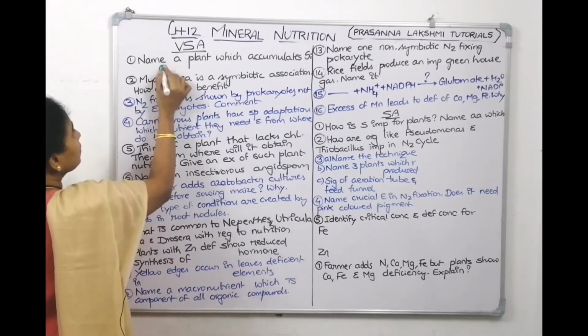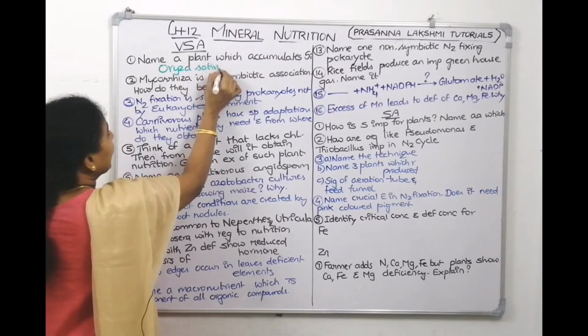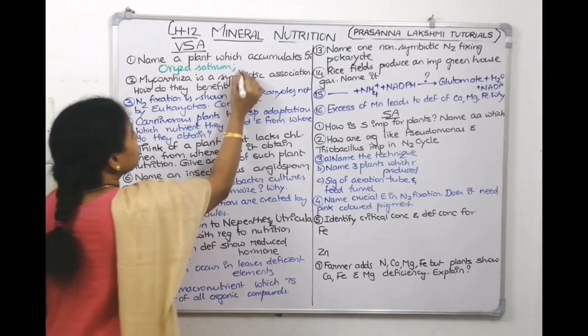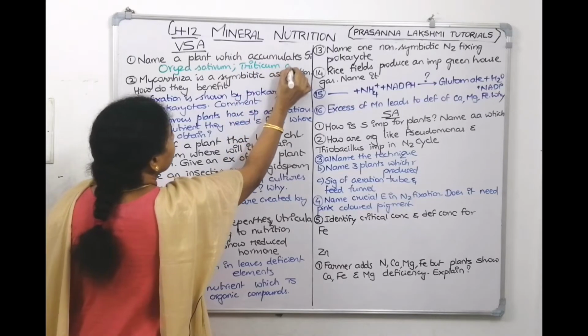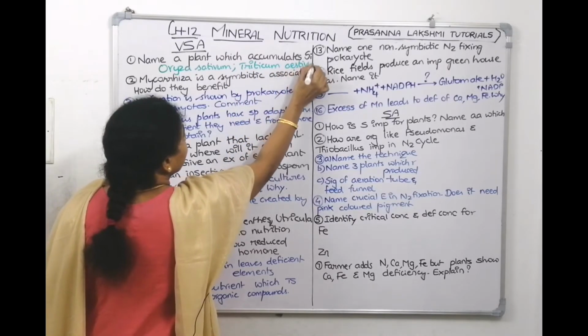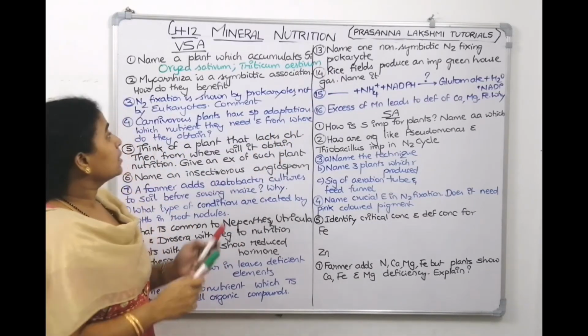One is Oryza sativum. It is rice. Next one is Triticum aestivum. Oryza sativum, Triticum aestivum accumulates silicon.